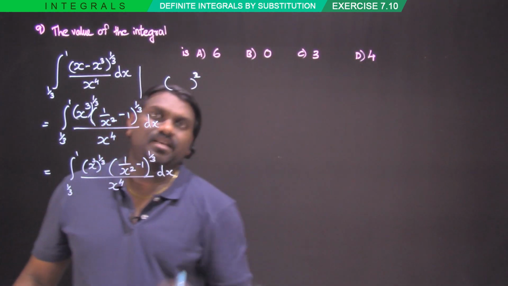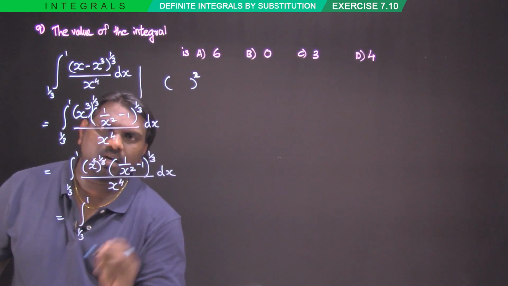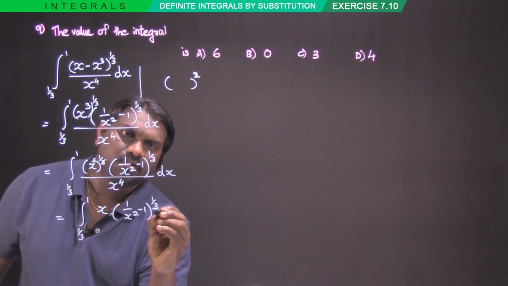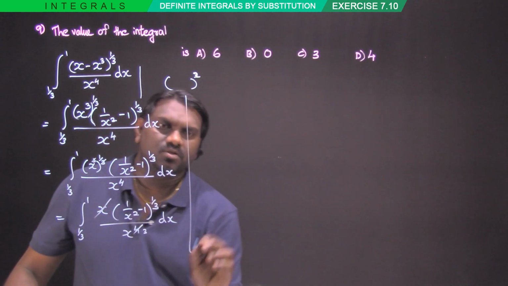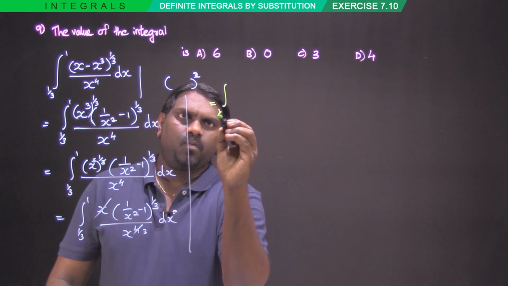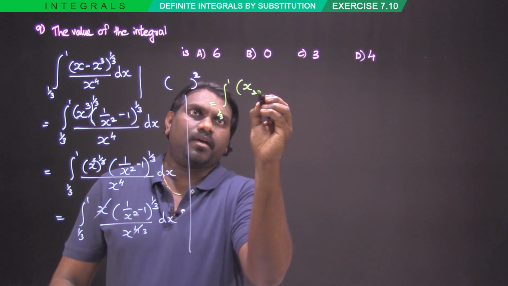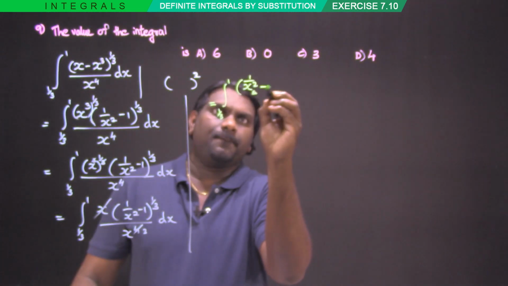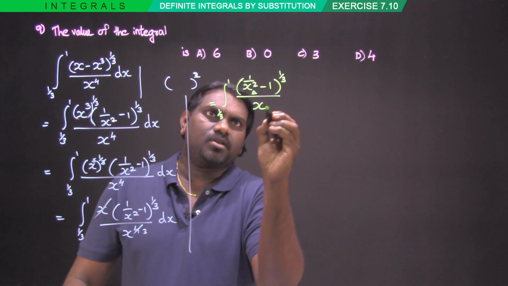Now, as I have told you, cancel these two. What do you get here? 1 by 3 to 1, you have x, that will also get cancelled with your x raised to 4, right? So this x and 4 will go, you will get 3. So what will you get here? You will get the integral from 1 by 3 to 1, then you have x square, not here, dear, x square, which is 1 by x square minus 1 whole raised to 1 by 3 by, you have x cube dx.